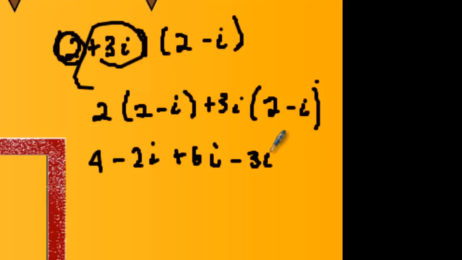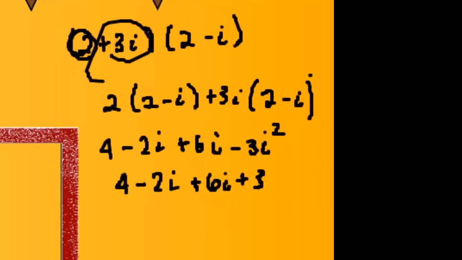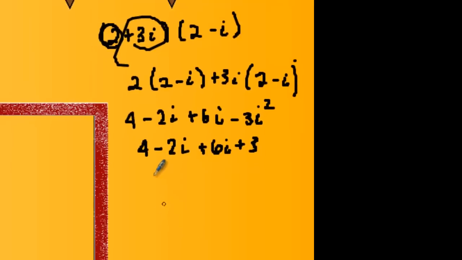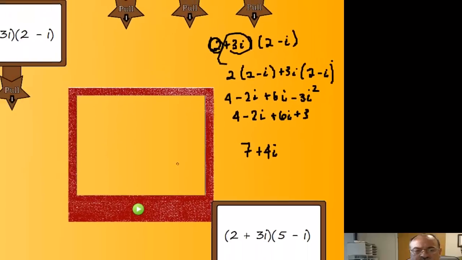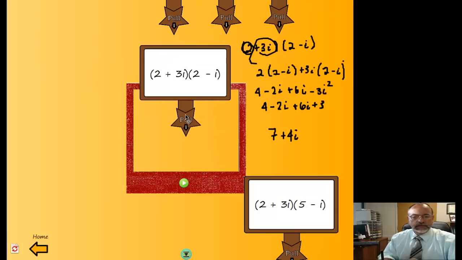Now this I squared is actually a -1, so that's going to change this sign right here. So I'm actually going to have 4 minus 2I plus 6I, and then plus 3. The I squared is a -1, which changes that sign. Then I go ahead and add my parts. 4 and 3 is 7. -2I and 6I is a positive 4I. So that would be the answer to this multiplication problem.